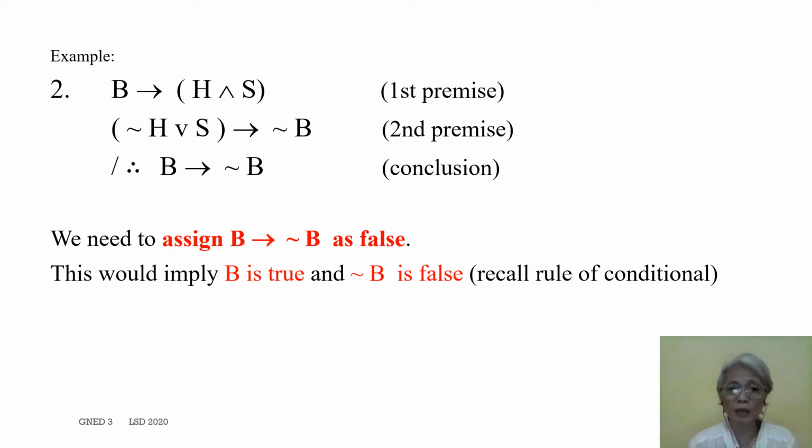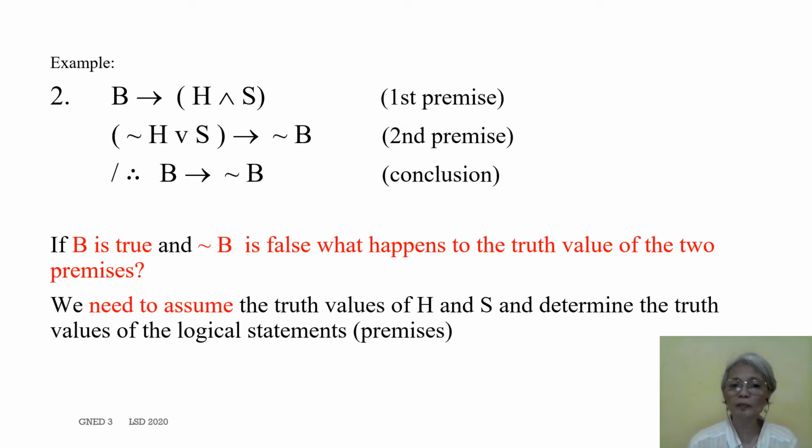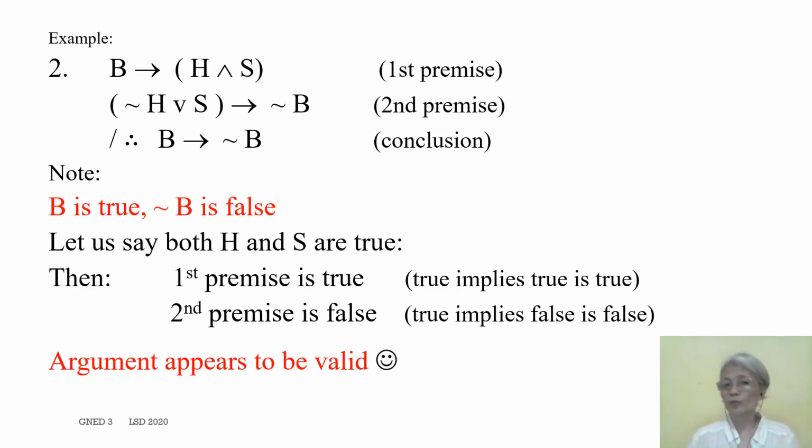What about the other variables H and S? Okay? So we need to assume truth values for H and S and work our way out to be able to determine the truth values of the first and second premises. So first scenario, when both H and S are true. Remember, our B is true, not B is false. Let us say both H and S are true.